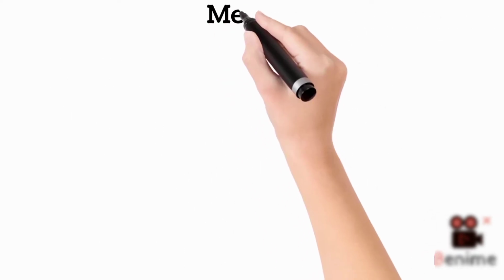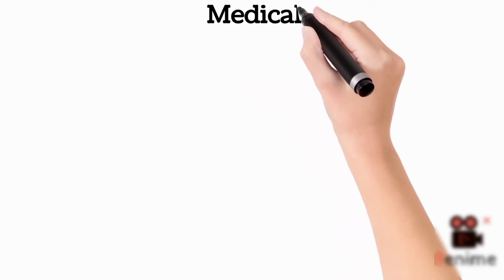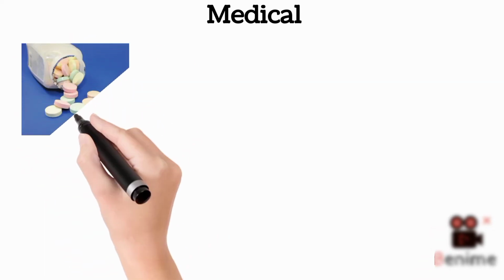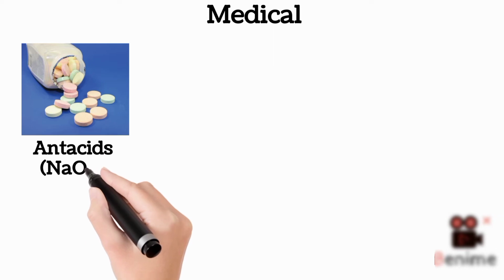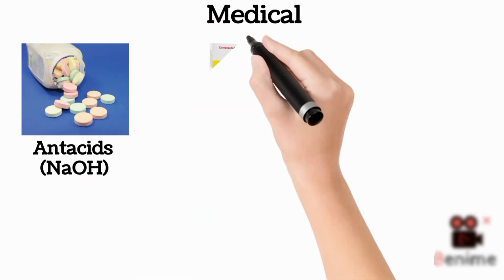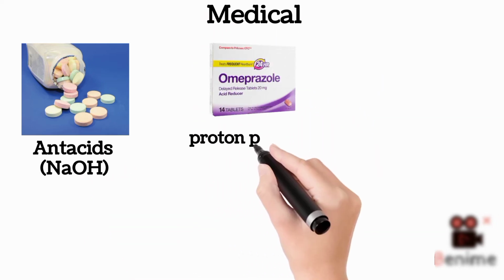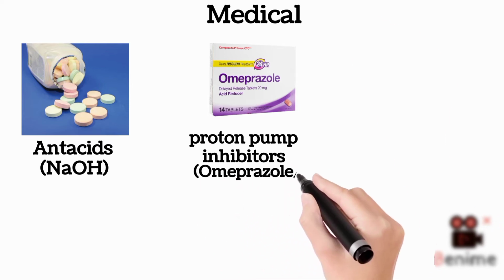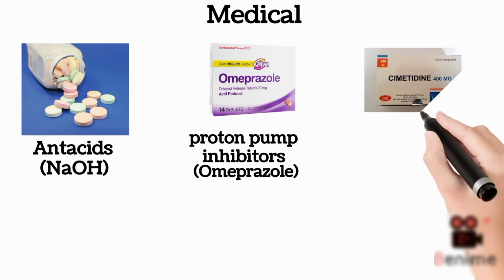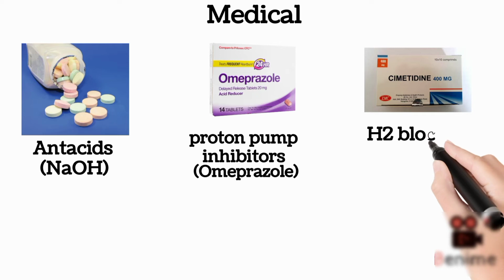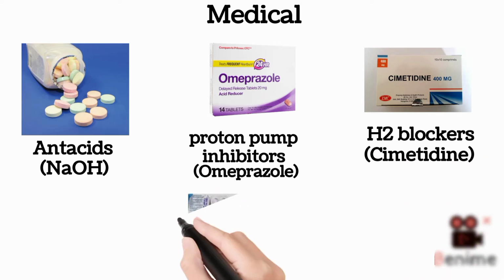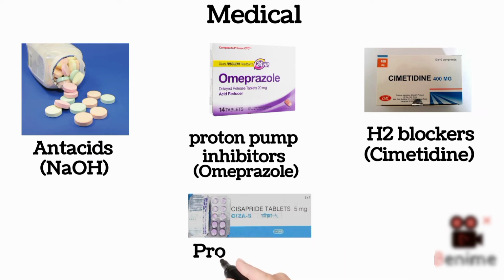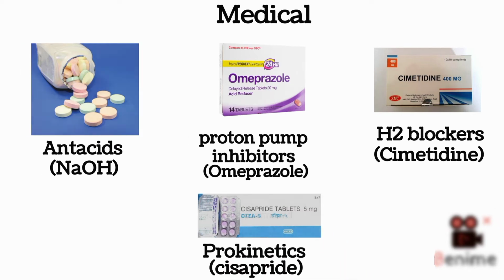Under the medical management, we have antacids, like sodium hydroxide, which neutralizes the effect of gastric acids. We also have proton pump inhibitors, like omeprazole, which reduces the amount of acid produced by the stomach. We also have histamine 2 blockers, like cimetidine, which inhibits the production of acid by the stomach by blocking receptors to histamine. And lastly, we have prokinetics, like cisapride, which accelerates gastric emptying.